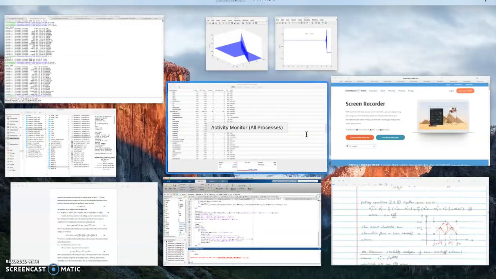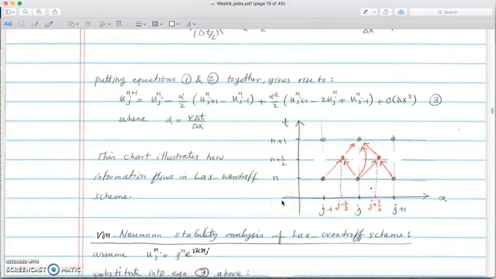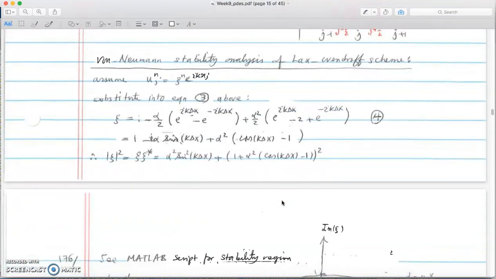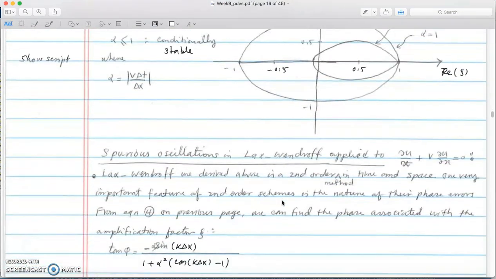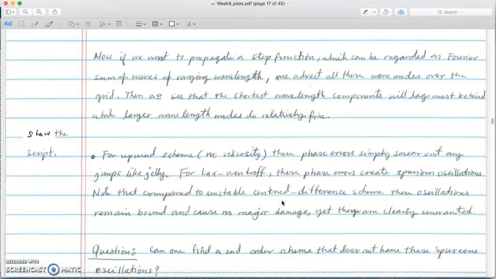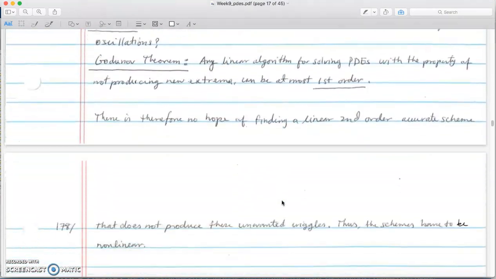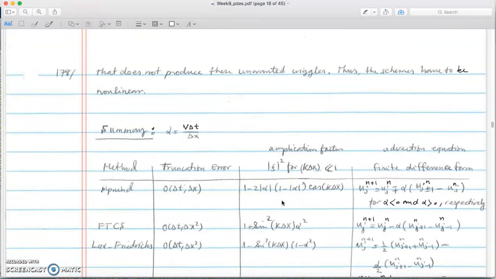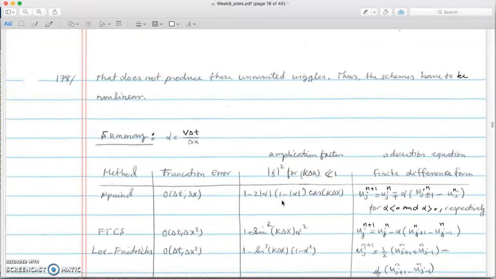Okay, so let's go back to the notes. We talked about stability analysis of Lax-Wendroff and showed you some examples on Lax-Wendroff. Now I'm going to talk about boundary conditions. So we are moving to the next page. Oh, by the way, before actually talking about the boundary conditions, I wanted to just summarize the methods we learned so far with the stability conditions.